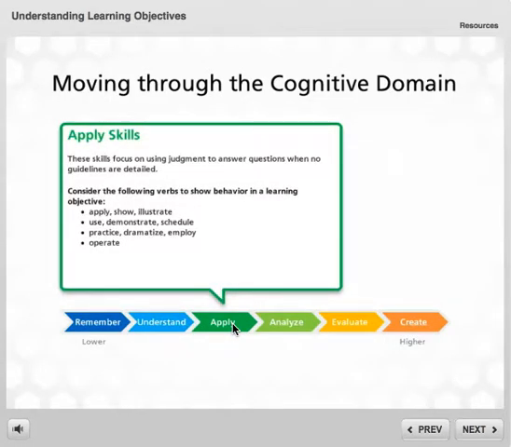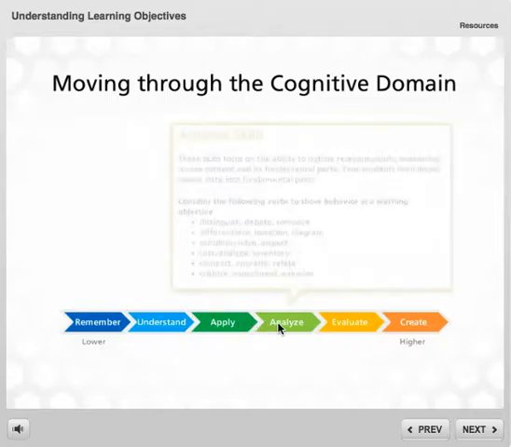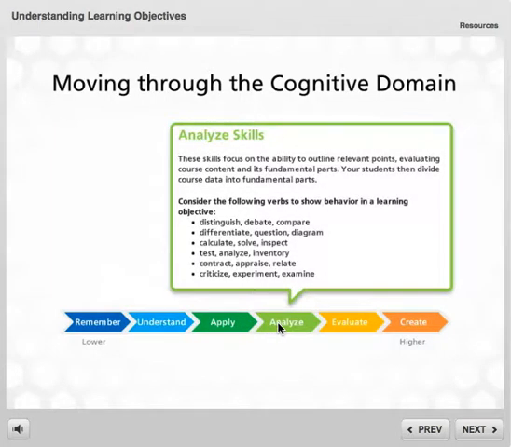Apply skills. These skills focus on using judgment to answer questions when no guidelines are detailed. Consider the following verbs to show behavior in a learning objective. Analyze skills. These skills focus on the ability to outline relevant points, evaluating course content and its fundamental parts. Your students then divide course data into fundamental parts. Consider the following verbs to show behavior in a learning objective.